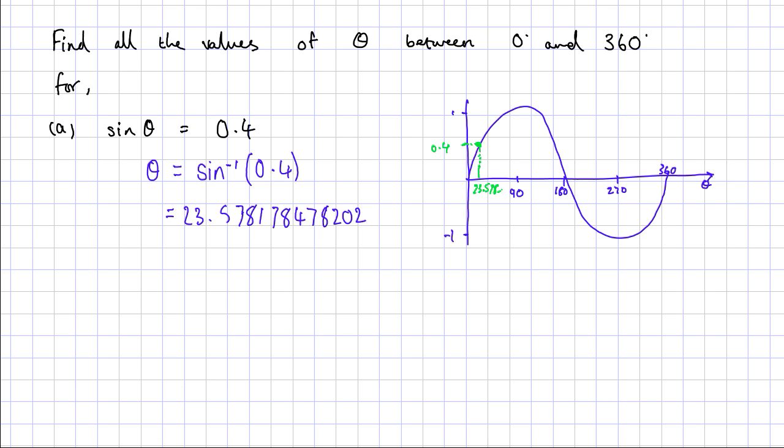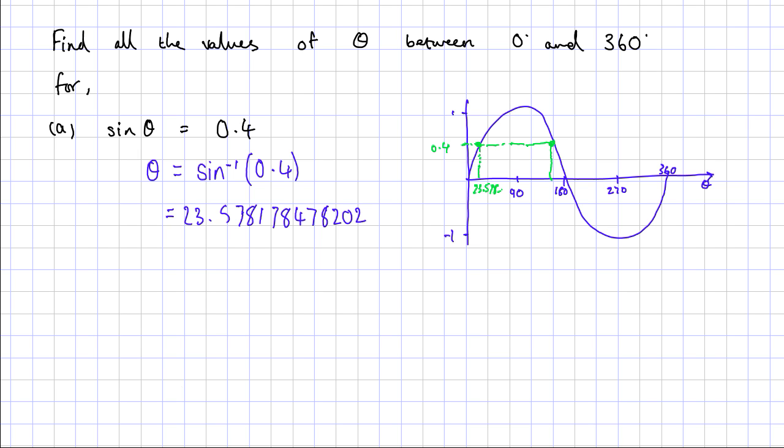So I know if I did sine of this value, I will get 0.4. But because there's another value here, if I did sine of this value, I will also get 0.4. So I'm just going to mark the other value that will give 0.4 as well, which is there. Now my calculator is always going to give me the principal value, which is here. For sine, it will always give you a value between -90 and 90. It never gives you a value between 90 and 180, so you have to use those values to find the other ones.